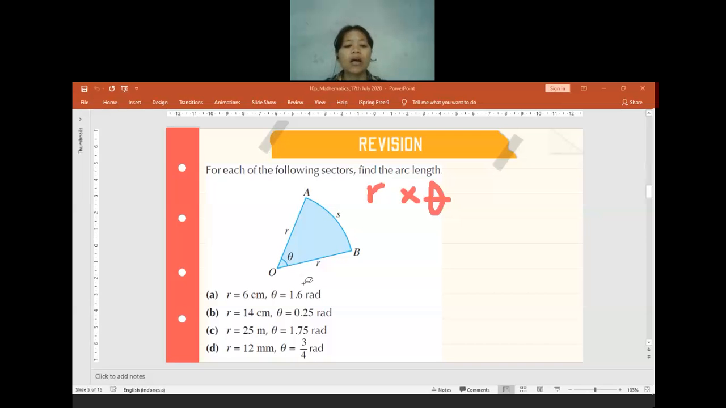Okay, so for question A, how many centimeters is the arc length? You already have the formula. 9.6. Okay, anyone who gets confused? Okay. For question B, how much will it be? 3.5. Okay, 3.5. For question C, how much will it be?